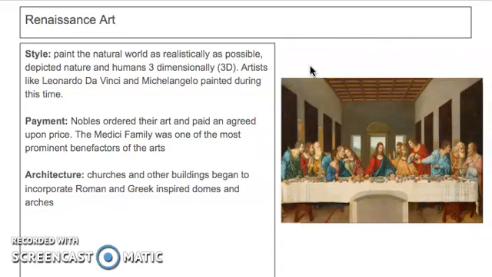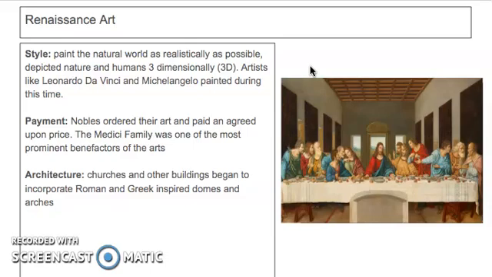Payment. So essentially what happened was, since nobles had a lot more money during this time and Italy had wealthier city-states, what we see is nobles paying artists to create artwork for them. And the Medici family is one of the most prominent benefactors of the arts, and so that family is responsible for funding a lot of the art that we see in the Renaissance period.